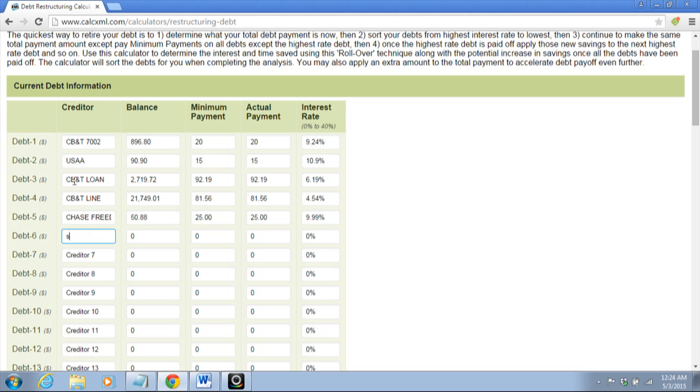Then you have Simmons First. I think I'm pronouncing that correctly. With this one, balance was $109.46. $20 was the minimum payment. $20 was the actual payment. 7.25%. This one's actually going to be a good example because they have quite a few on here.